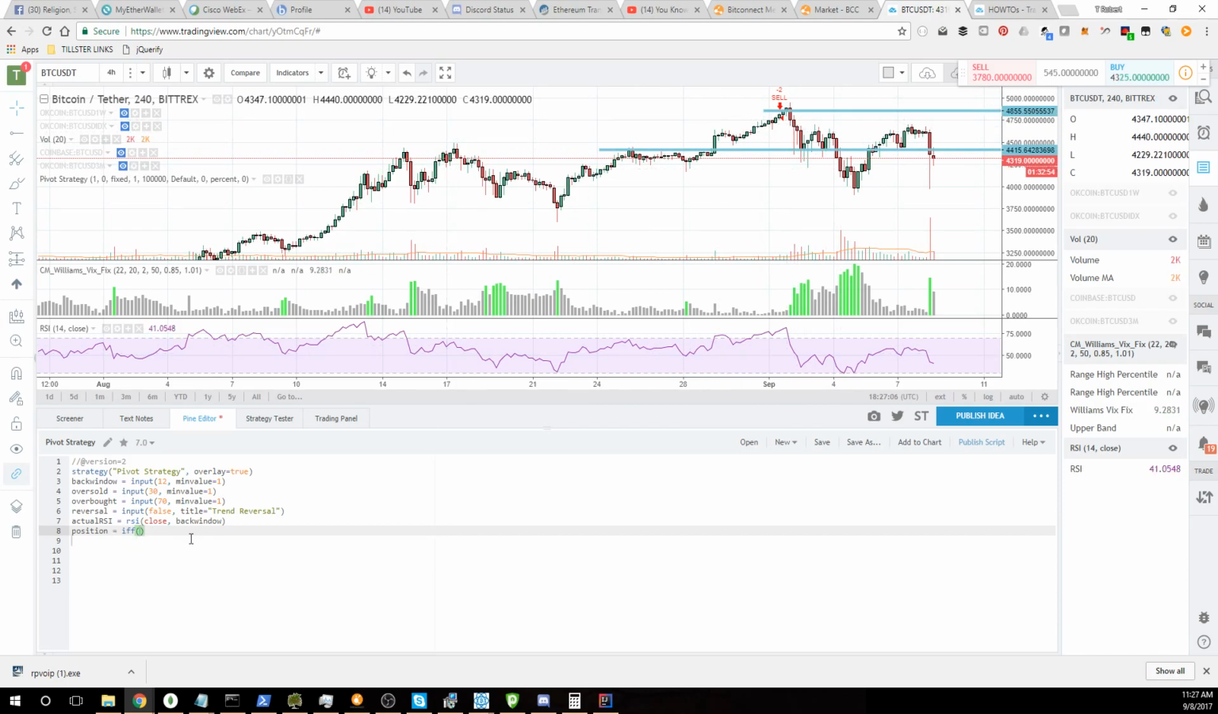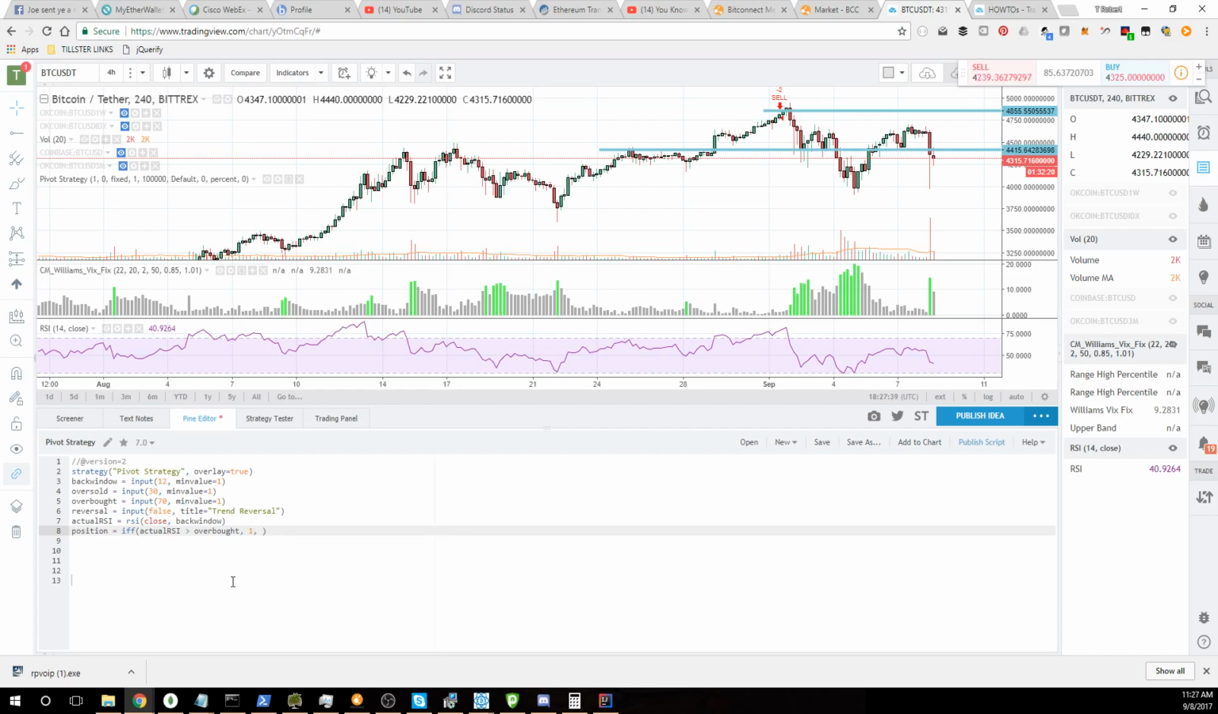the iff is a way of doing something when this condition is true and something else when the condition is false. Again, we're coming back to the Boolean logic. So we're going to say our condition is that our actual RSI is greater than our overbought. When that's true, then our position is going to be equal to 1 to signal that we're going above.